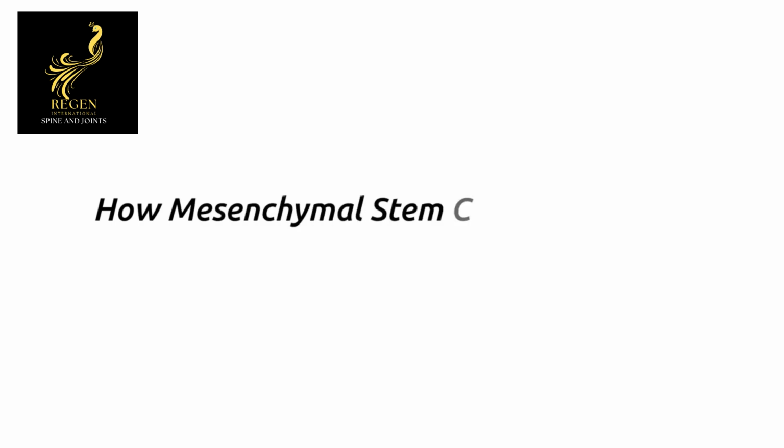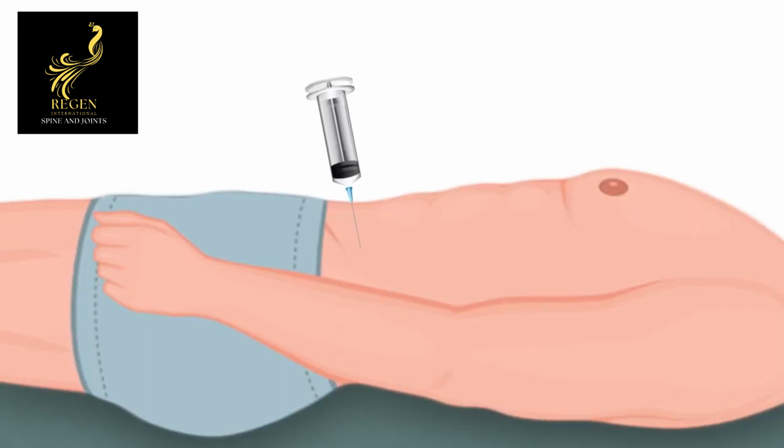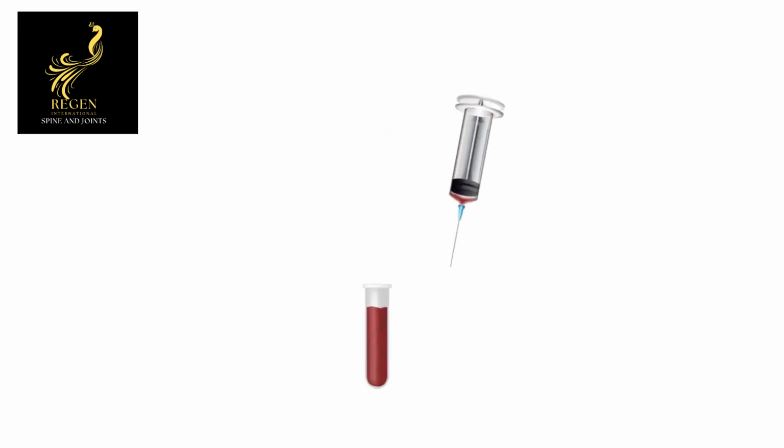How mesenchymal stem cells regenerate tissue and stop pain. We harvest mesenchymal stem cells from the patient's adipose tissue, either from the anterior abdominal wall, or if the patient has very low fat percentage, we can harvest from the buttocks.